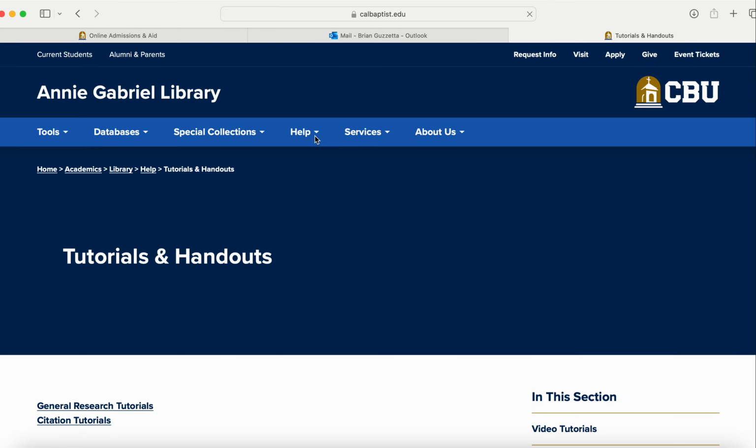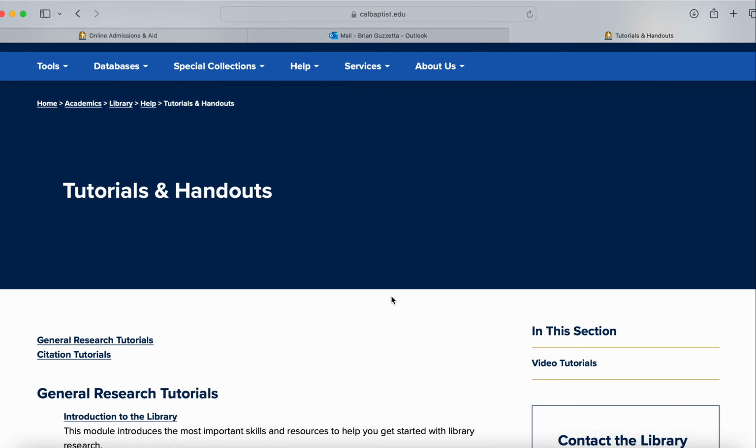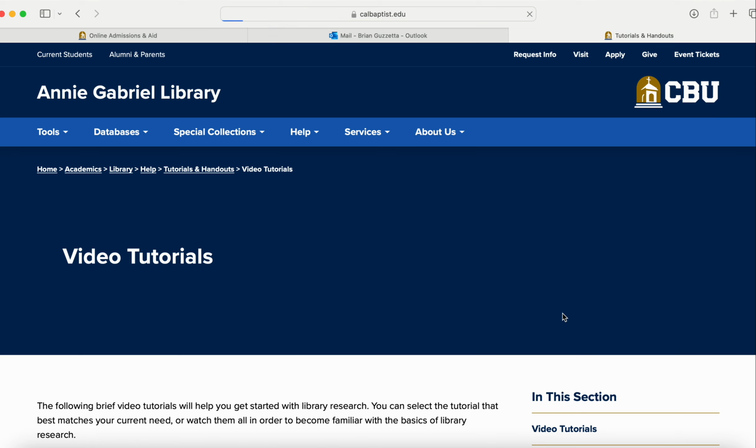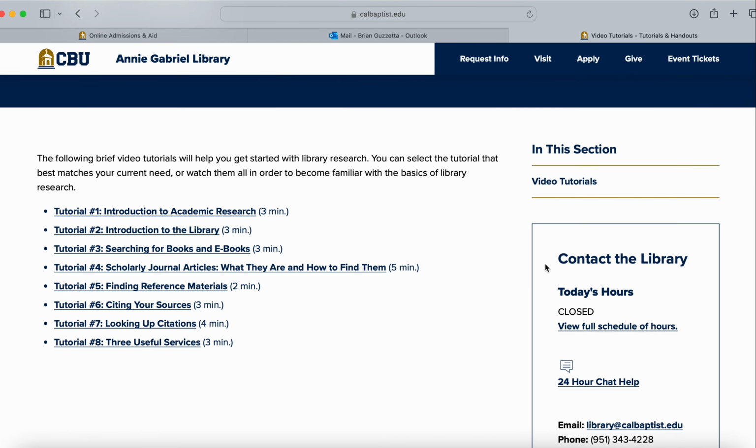If we go to this link, we can see that there are a number of video tutorials, 7 different tutorials on what is academic research, an introduction to our library, how to search for books and ebooks, how we can find scholarly journals and what are defined as scholarly journals, how to define your research materials, how to cite, how to look up, and 3 useful services. So I believe that all of these videos are very short and worth your while to look through.